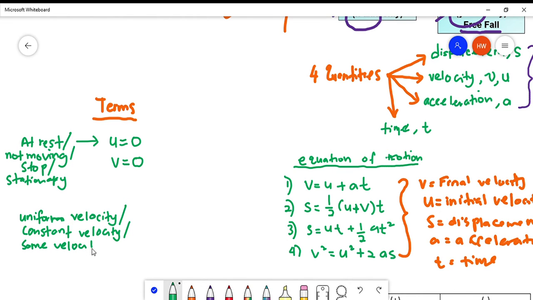Okay, so mathematically, what does this mean bila kita nak selesaikan equation? Okay, what do you think this statement is referring to?